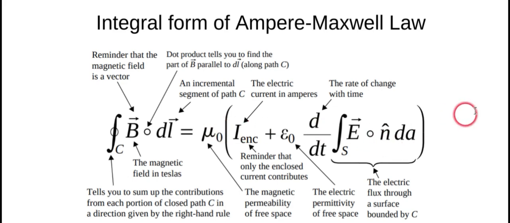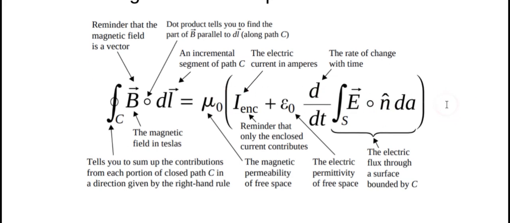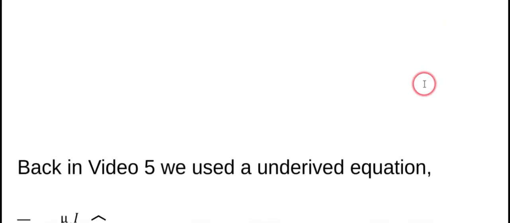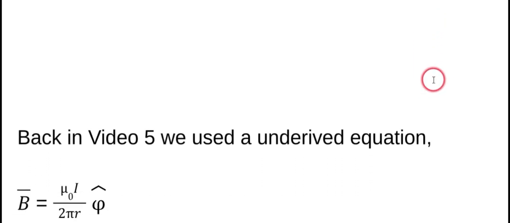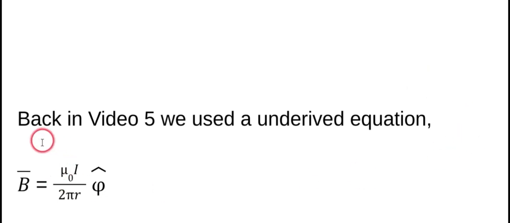So there's a lot going on here. We're just going to look at one little piece of it. Back in video number 5, we used an underived equation, which was the field is equal to this constant times the current over the radius times this unit vector phi hat. And I hated that we used this and he didn't explain where it came from. Well, this is where it came from. So we're going to do that.